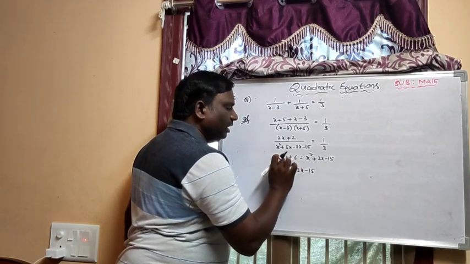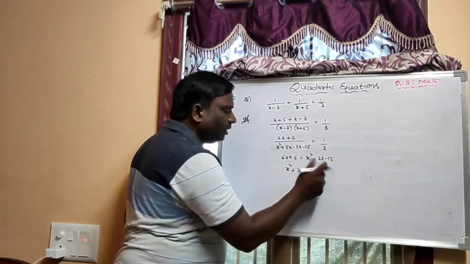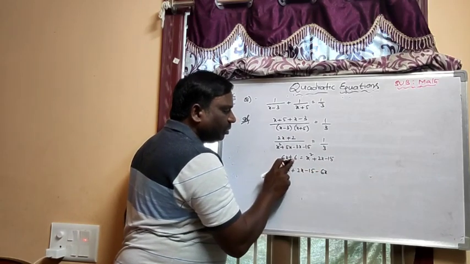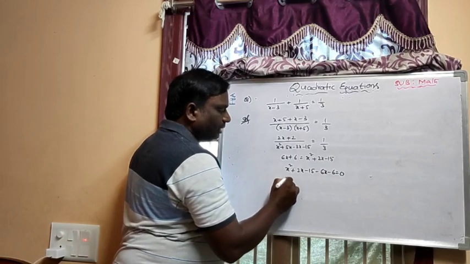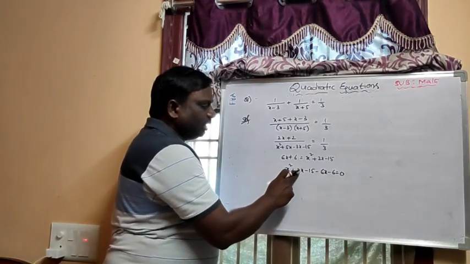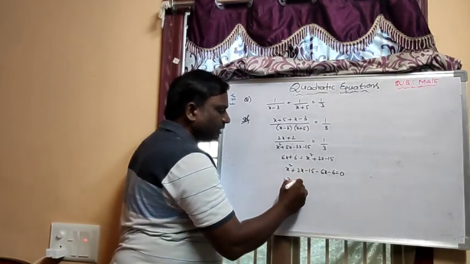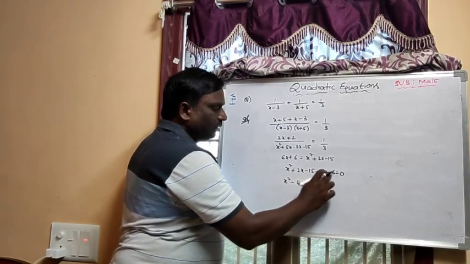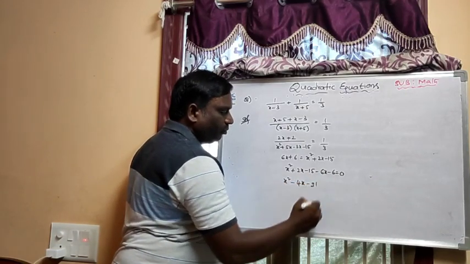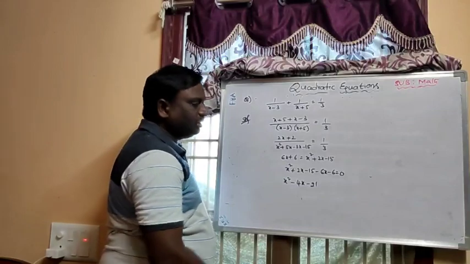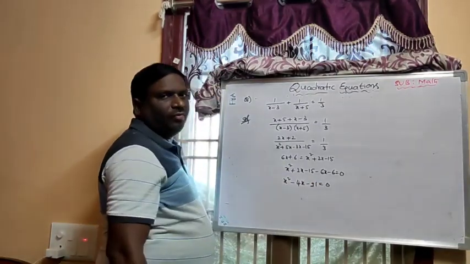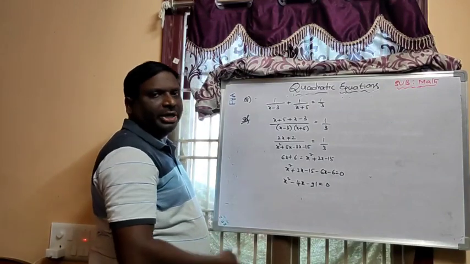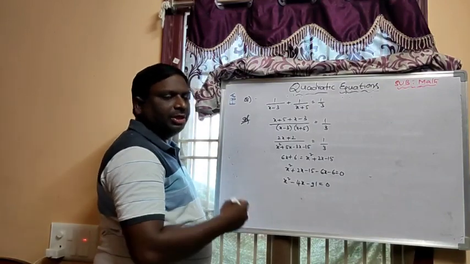I am writing here: here it is plus 6x, when it goes to the other side, minus 6x. Here it is plus 6, when it goes to the other side, minus 6, equal to 0. Now the like terms: plus 2x minus 6x is minus 4x, minus 15 and 6 is minus 21, equal to 0.